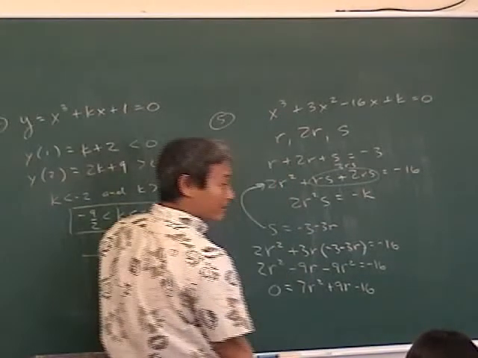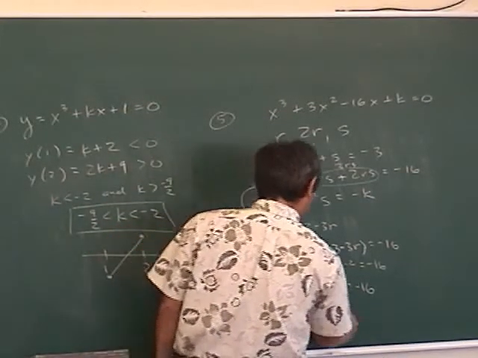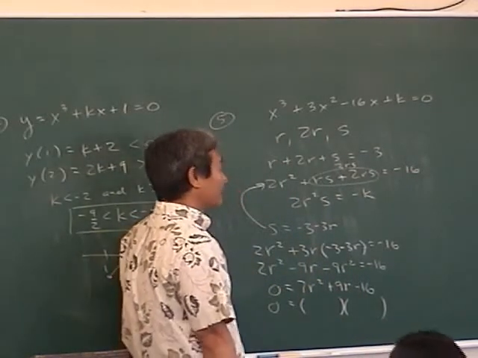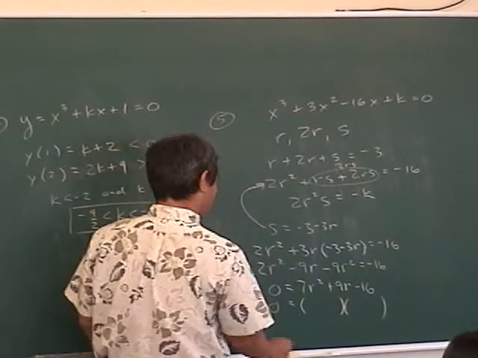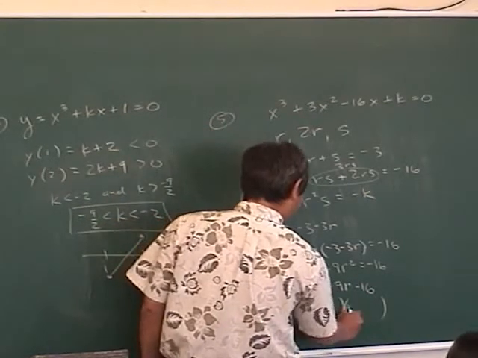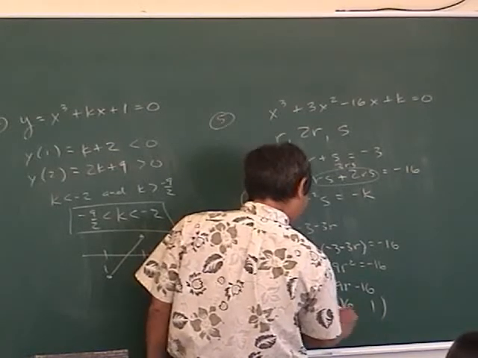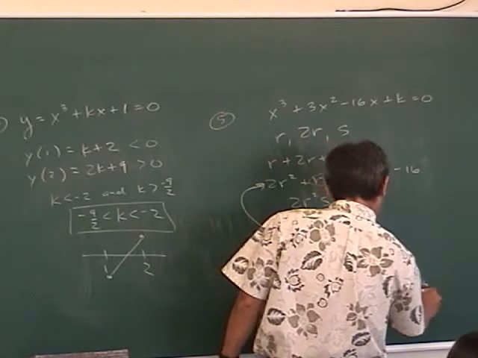Is that factorable, or should I use the quadratic formula? It's factorable. It has to be factorable. Why does it have to be factorable? Because it says one of the roots are integers, right? So let's see, 16 and 1. Plus 16 minus 7 gives you 9. So r equals negative 16 sevenths or 1.